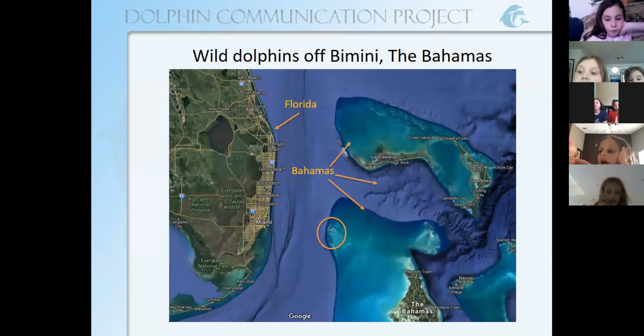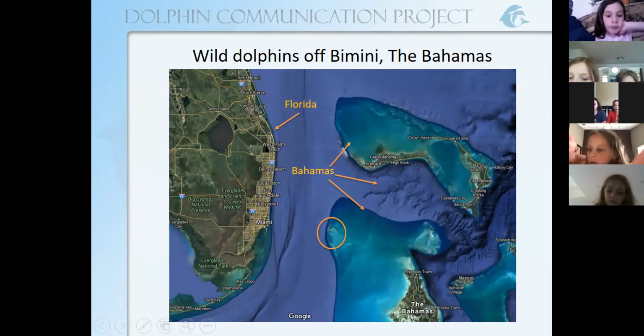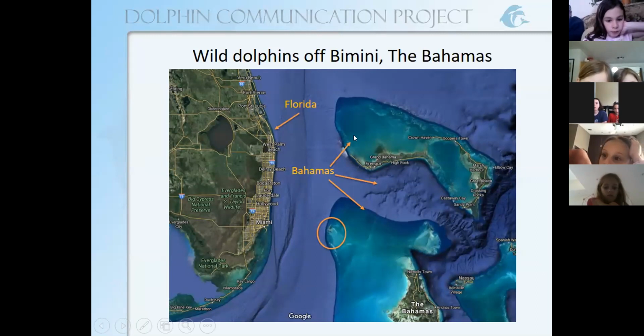But first, I keep talking about this place, Bimini. Where on earth is that? What am I talking about? Well, here you can see a map of Florida. So this is the southern end of Florida. Miami is here, Fort Lauderdale's there. And this deep, dark color water is the deep Gulf Stream.